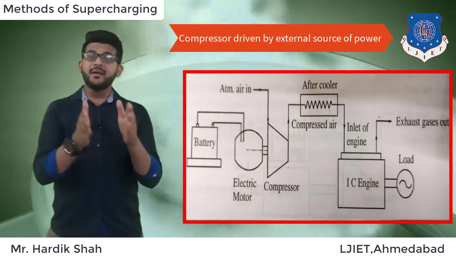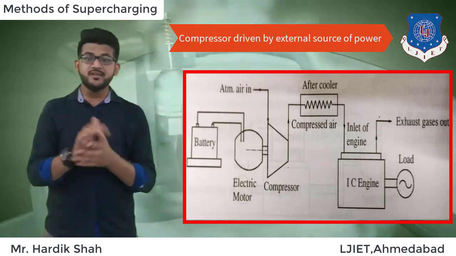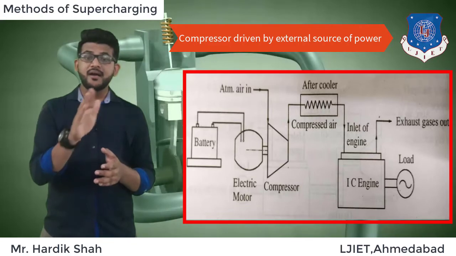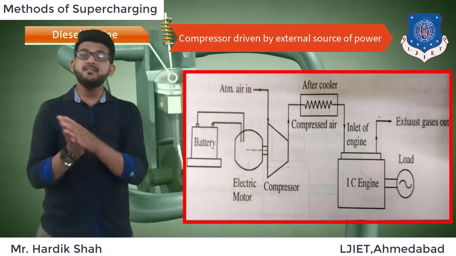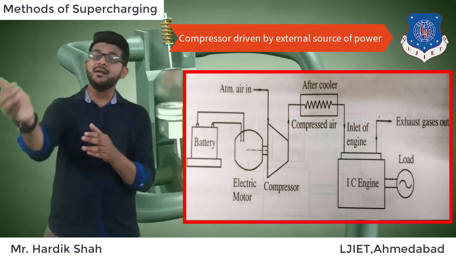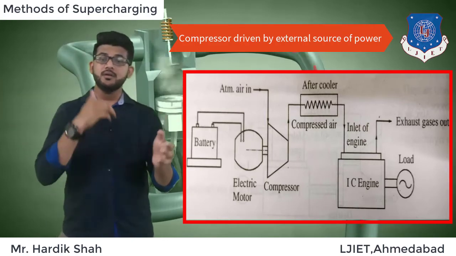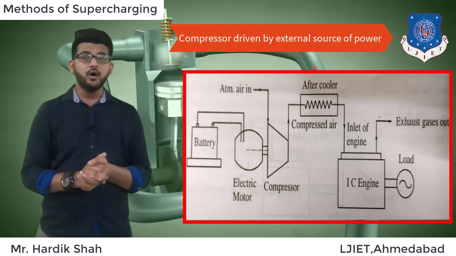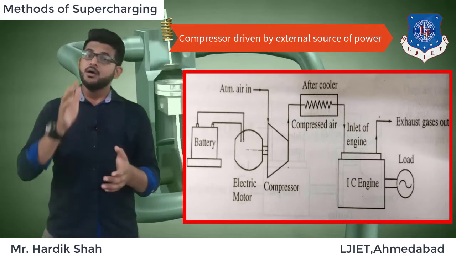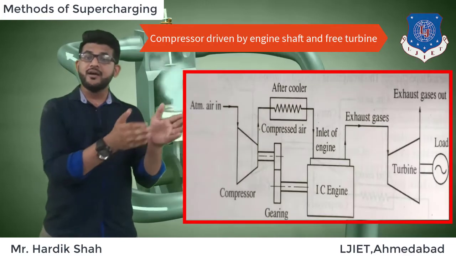Next method is compressor driven by external source of power. In this arrangement, the compressor is neither driven by the engine nor by the turbine. The compressor is separately driven by an external power source, as shown in this figure. That means by some motor or gear drive.